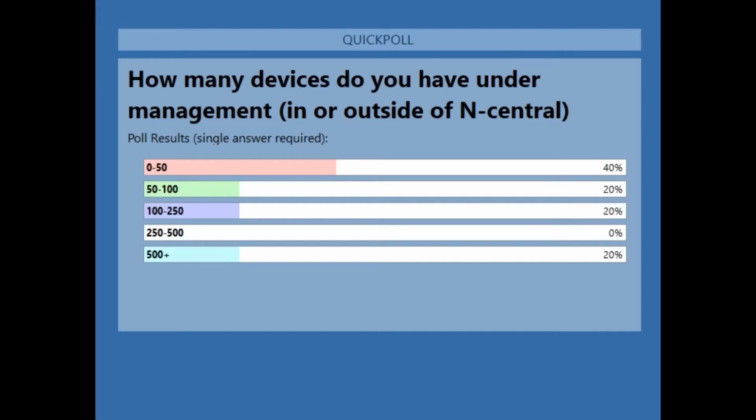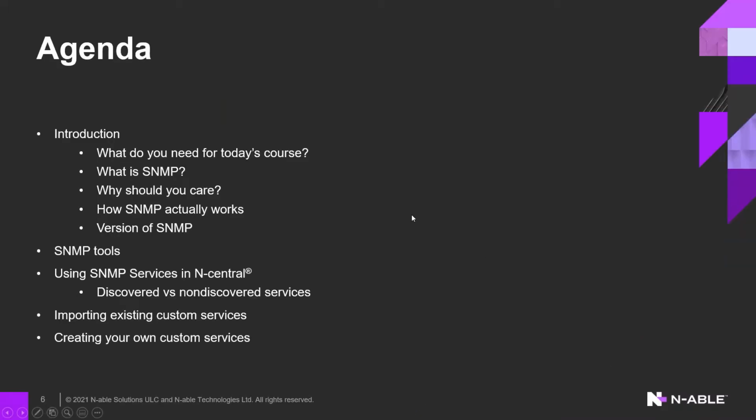And with that, here's the result of what you said. 40% are in the 0 to 50, 20% 50 to 100, 20% 100 to 250, and 20% are over 500. I love when those numbers line up like that. Did that this morning too. Thank you for that. So we have a big happy mix of different sizes, not a big deal, just more for my interest than anything else.